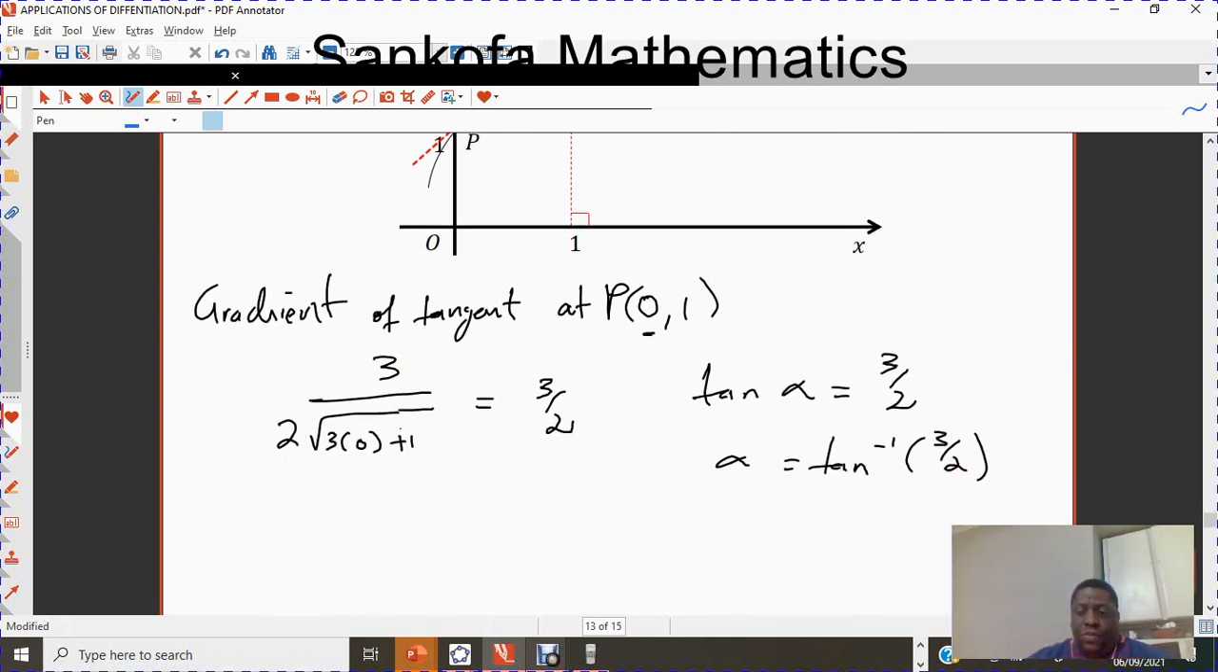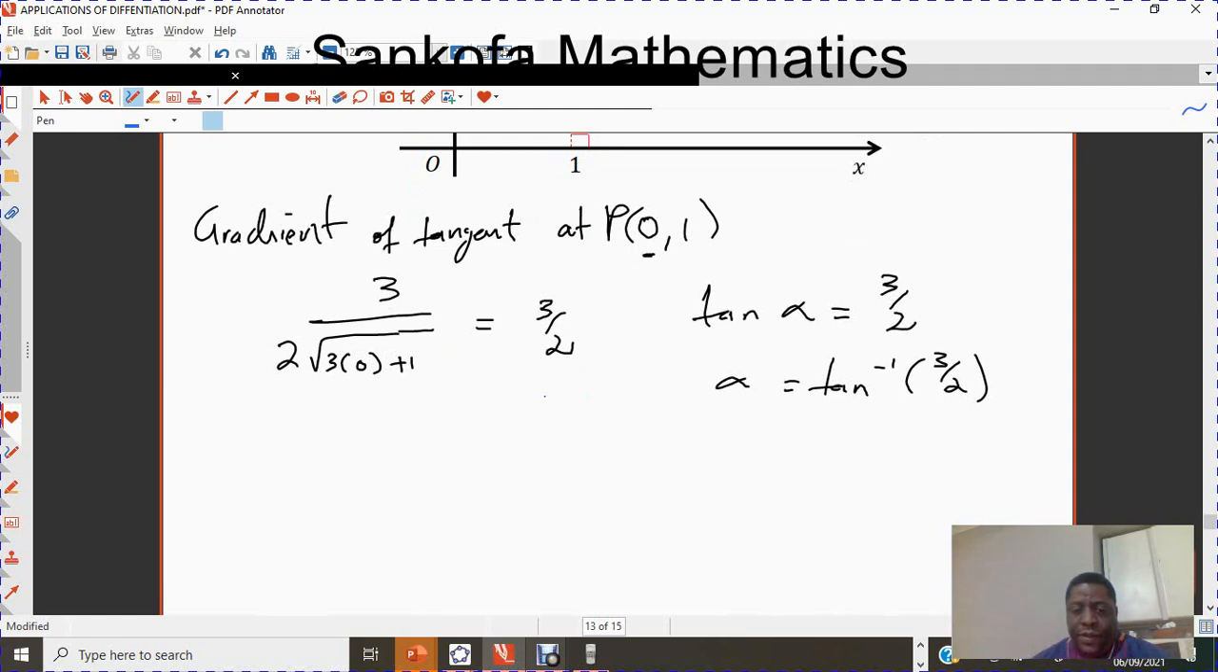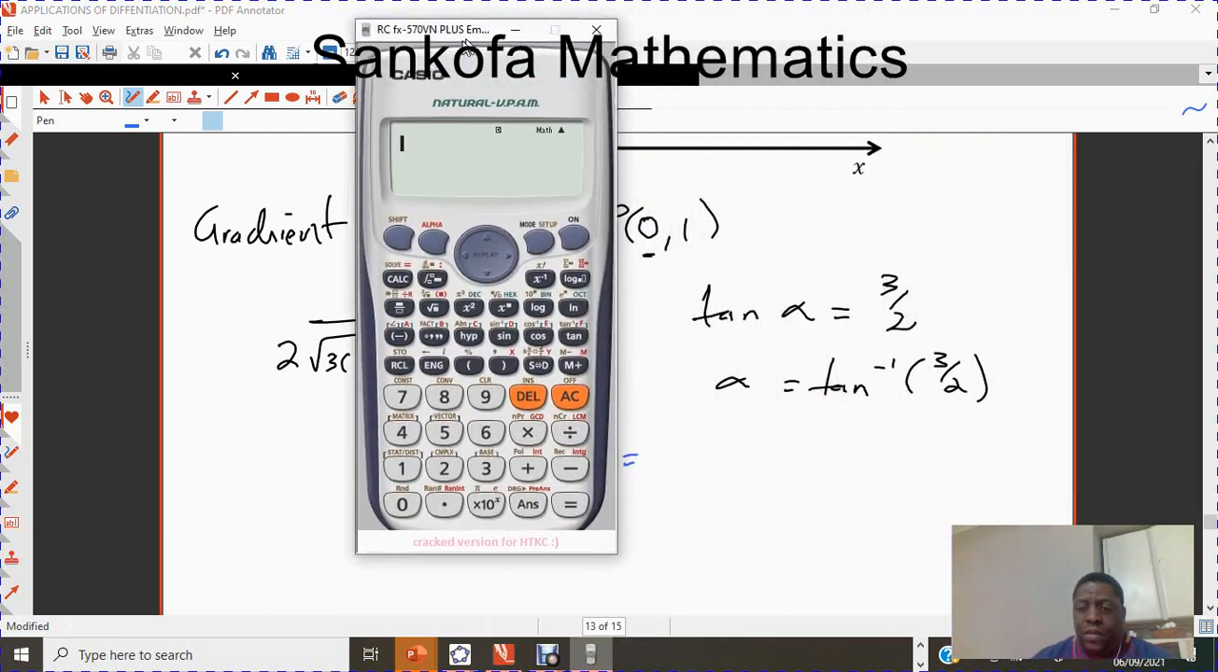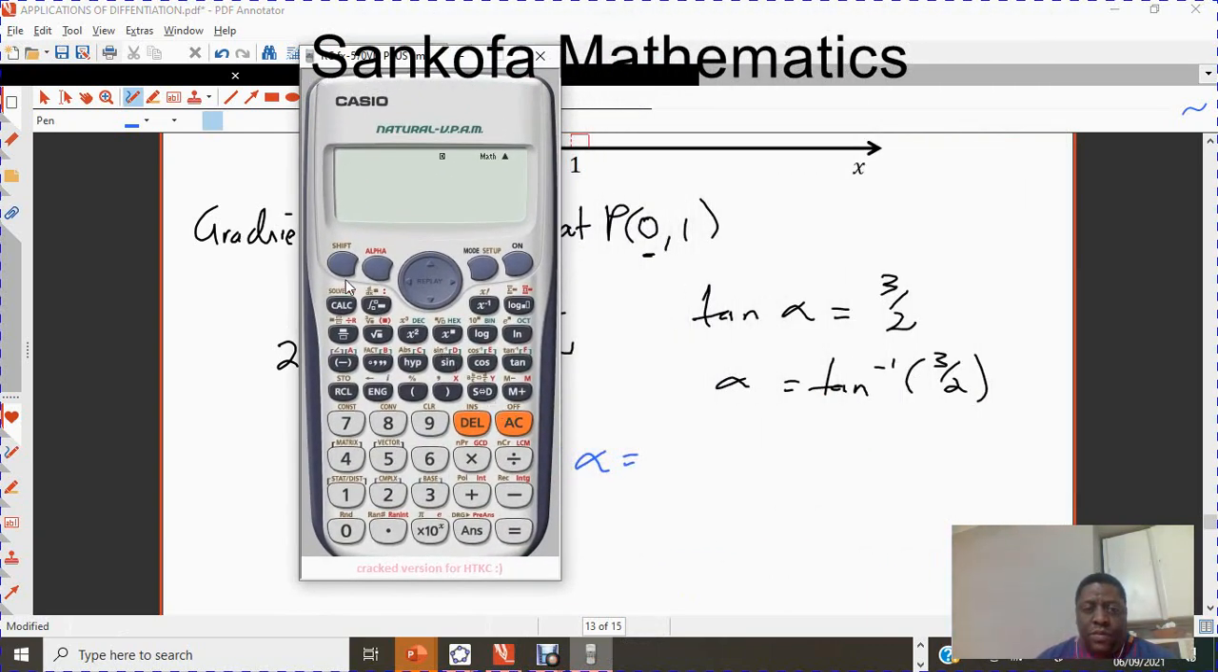All right, so we're first going to find the angle here. So this angle here is going to be, well, you grab your calculator, make sure your calculator is in degree mode. We have shift inverse tangent of 1.5, or 3 over 2.